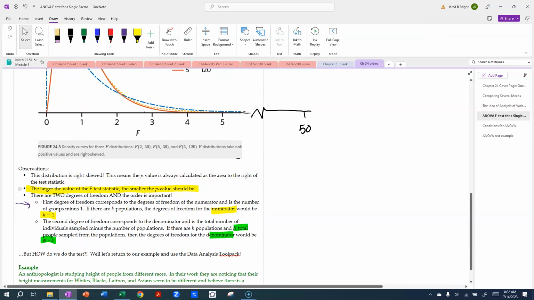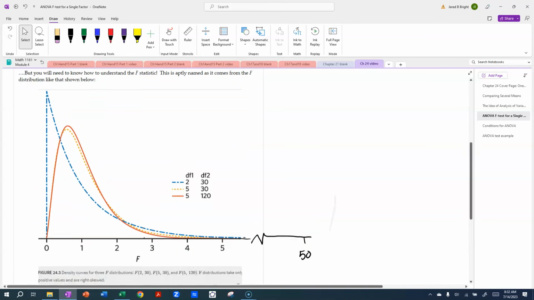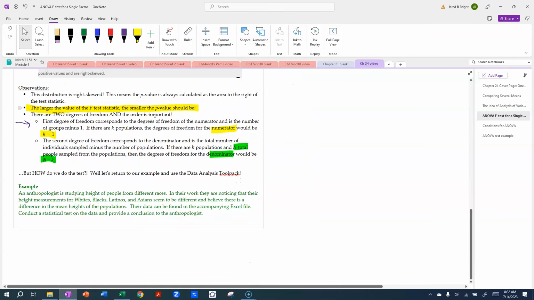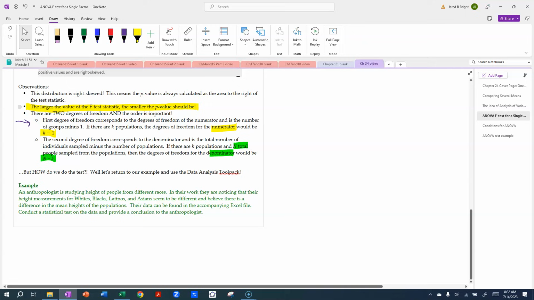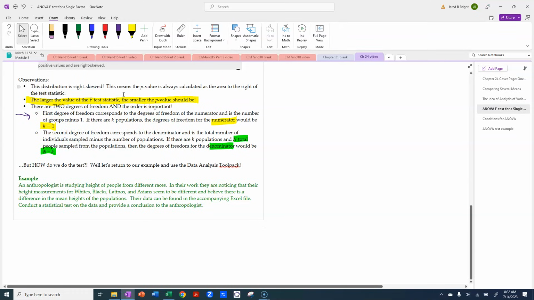So that's all nice and well. This is all very theoretical. How do you actually do this? I have been dodging that question. I am going to answer it now. We're returning to our example from the anthropologist.